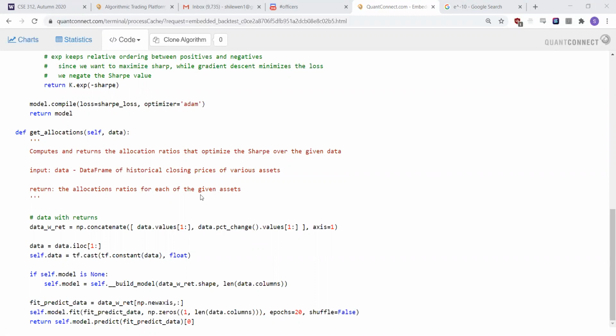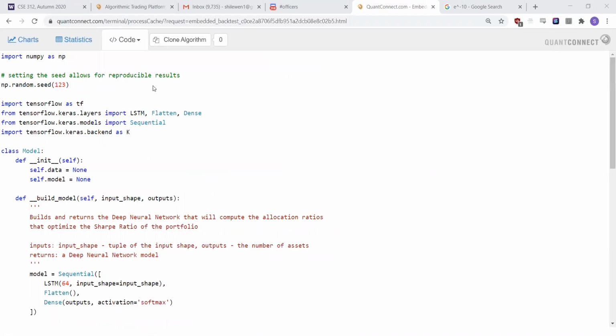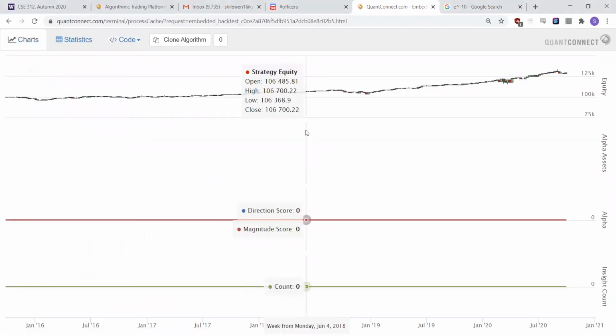Okay, thank you. That's basically the model. Does anyone have any questions? Are there any questions on this model? It's pretty cool, right?